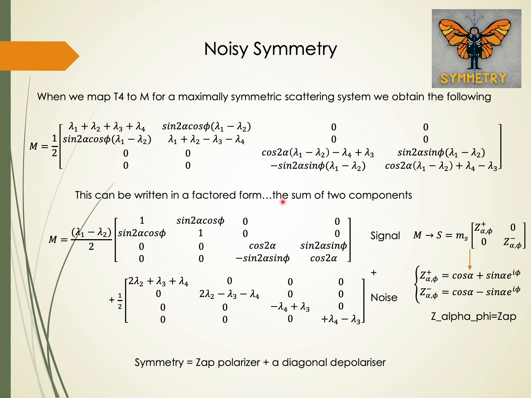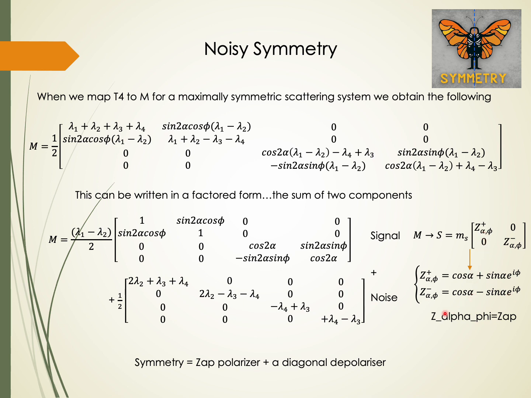Now the key thing about this is it can be written in a factored form, the sum of two components. So we can write it, the M, as a coherent part. This is a kind of polarized part, which has got an amplitude of lambda 1 minus lambda 2, the difference of the first eigenvalues, and whose polarized part, if you like, just depends on this angle alpha and the phase shift phi. That's all it depends on. This, in fact, we consider the signal, and this signal is a Muller-Jones matrix. So we can go from an M in this case to an S. So this corresponds to a simple scattering matrix, diagonal scattering matrix, which has got zeros on the off diagonal and two complex numbers on the diagonal, which we are going to give this notation, capital Z alpha phi plus and Z alpha phi minus. The plus and minus dictates whether we add or subtract cos alpha and sine alpha in this form here.